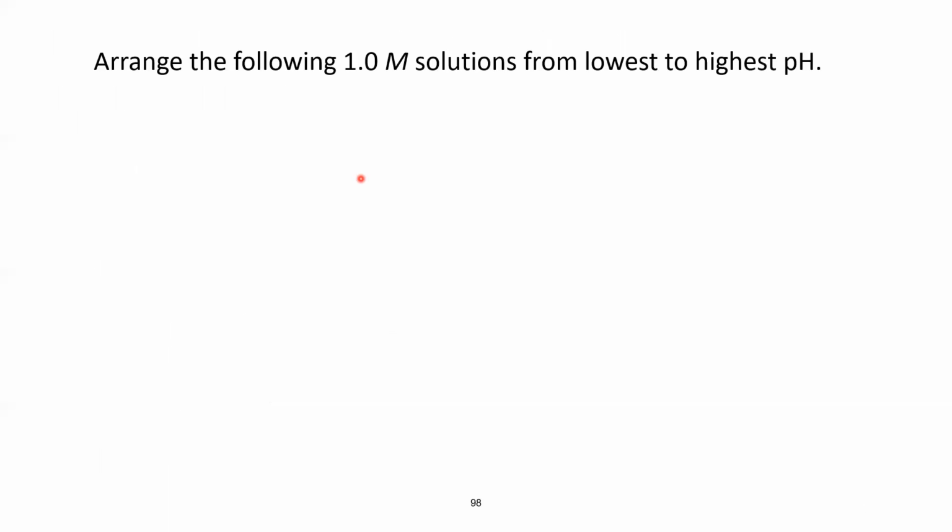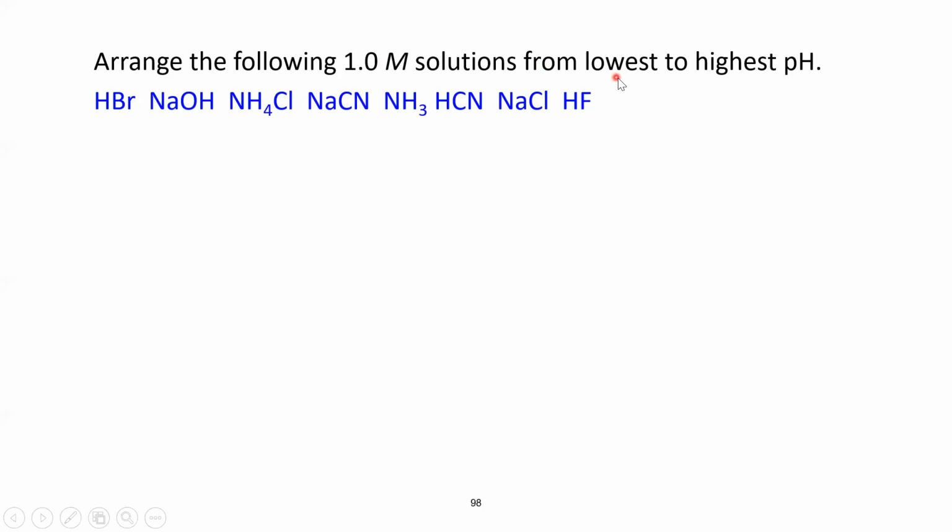All right. So now we're not really going to do so much math. We're just going to look at kind of relationships. So we want to arrange the following 1 molar solutions from lowest to highest pH. So think about that. Lowest pH means it has the highest hydrogen ion or hydronium ion concentration. Okay, it's the most acidic. Highest pH means it has the lowest hydronium ion concentration or the highest hydroxide ion concentration. So it's basic. So let's just look at these generally first.